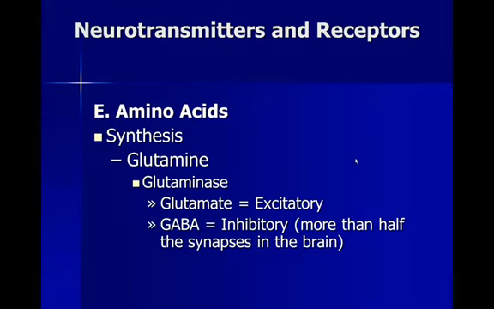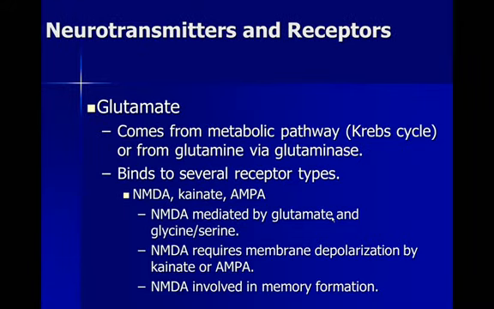So we also have the amino acids to talk about. These are synthesized from various other amino acids, like glutamine is synthesized from glutaminase, where we get glutamate, which is excitatory, and GABA, which is gamma-aminobutyric acid, which is inhibitory. More than half the synapses in the brain are affected by GABA. Glutamate comes from a metabolic pathway through the Krebs cycle, or from glutamine via glutaminase.